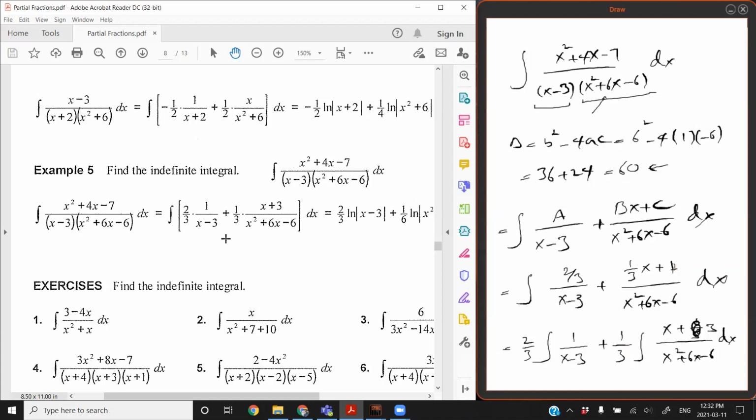Next step, you use substitution. So since I have it over here, I'm going to erase the board. Any questions so far?